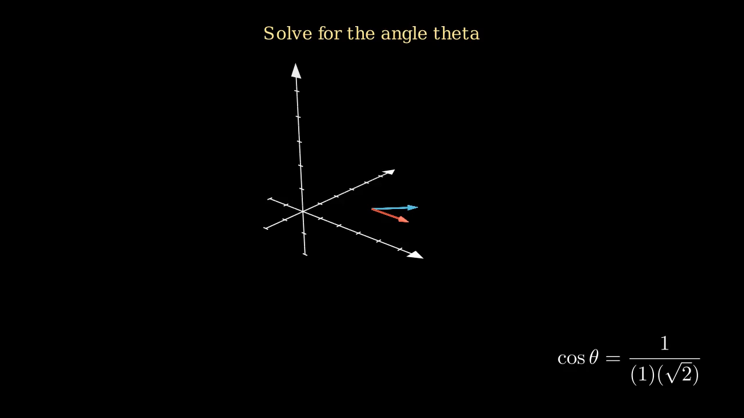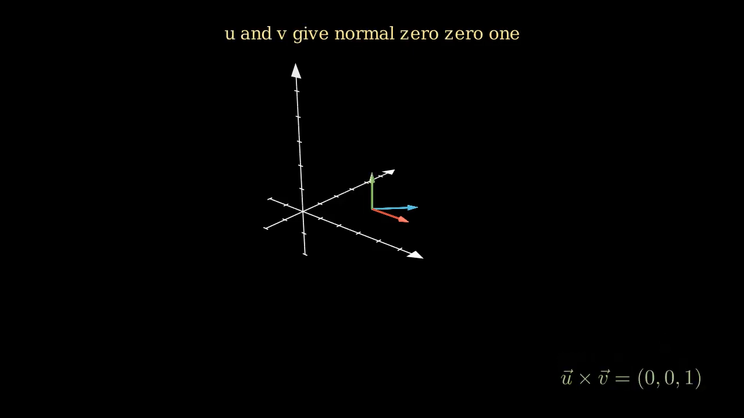Now the cross product. Given 2 vectors, u and v, their cross product produces a brand new vector that is perpendicular to both of the originals. Using u equals 1, 0, 0 and v equals 0, 1, 0, the cross product of u and v works out to 0, 0, 1. This new vector points straight up, perpendicular to both u and v, and it's exactly the kind of normal vector we need to define a plane.